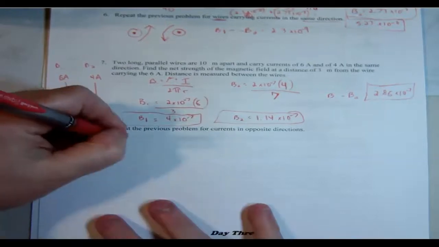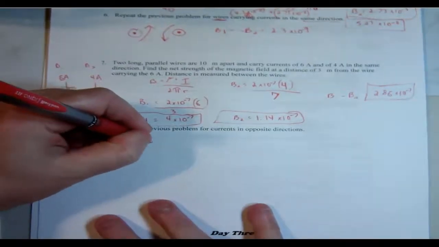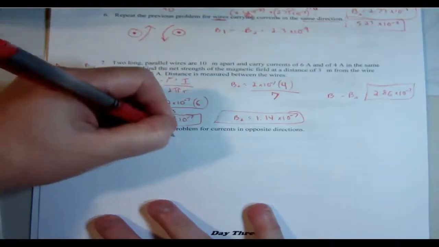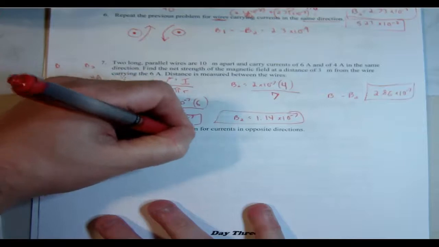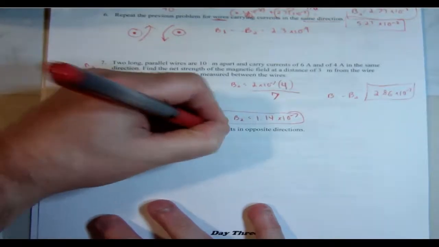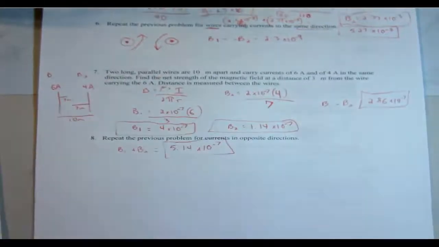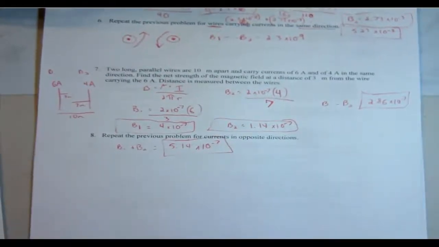All right, number 8. Repeat the previous problem for the currents in opposite directions. If the currents are in the opposite directions, they're going to be additive. 5.14 times 10 to the minus 7. Okay, so no worries. A little confusing, but hopefully you got it.